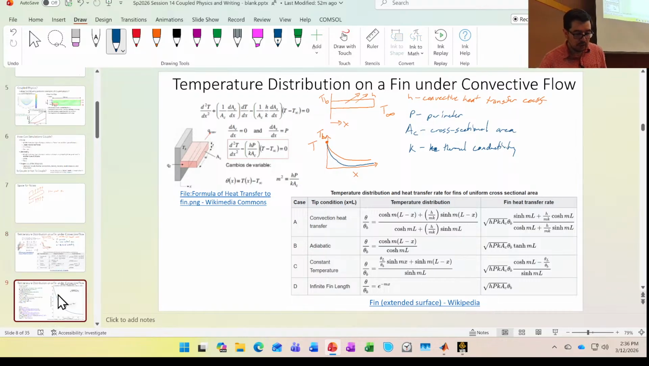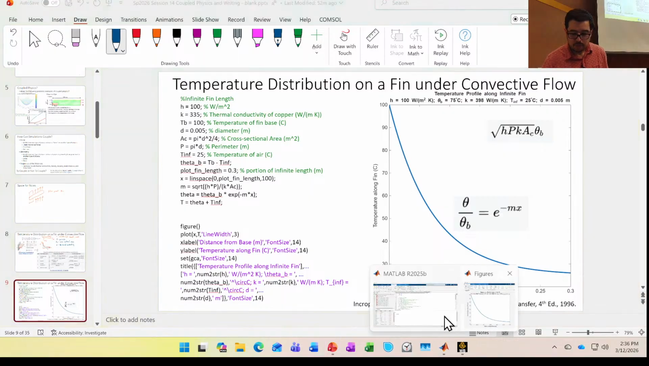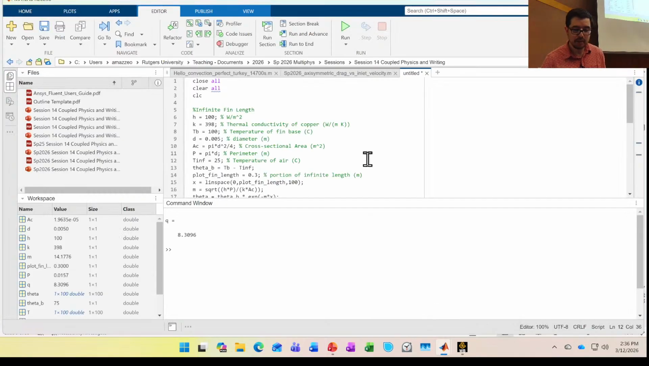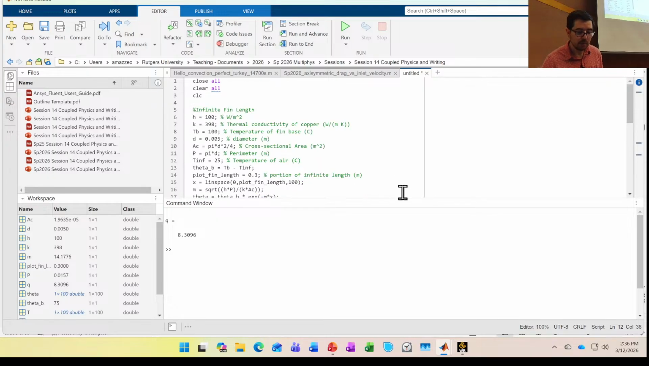So I guess I don't have to, well, I guess I will, because I did make the effort to write out the code. So I took these equations and I took some values from Incropera and DeWitt. This is for copper, so it has a thermal conductivity of 398, or about 400 watts per meter Kelvin. The heat transfer coefficient they gave us was 100 watts per meter squared.